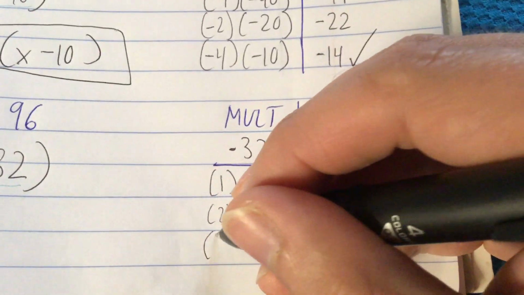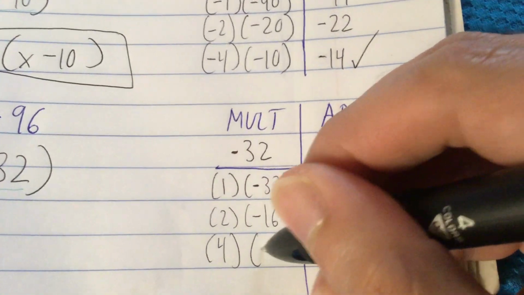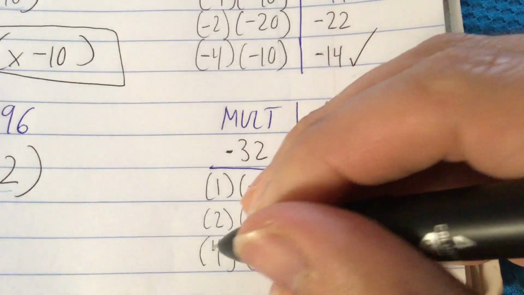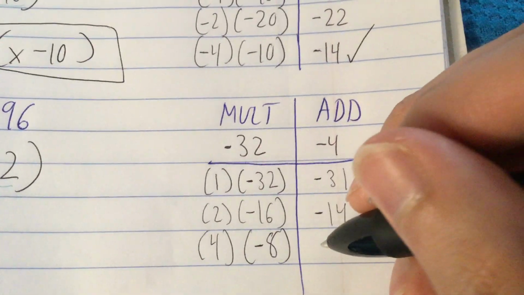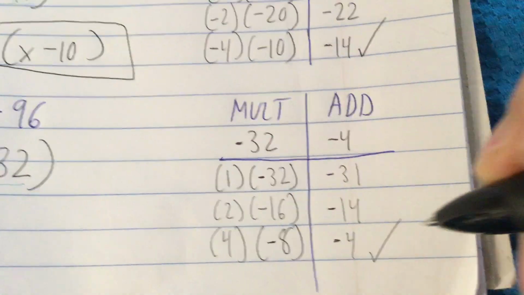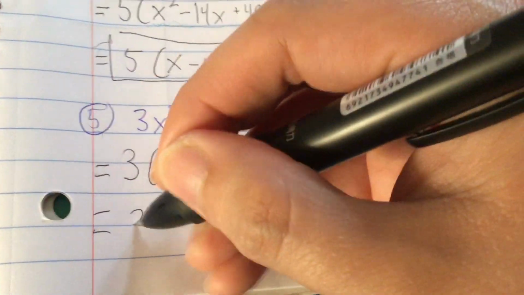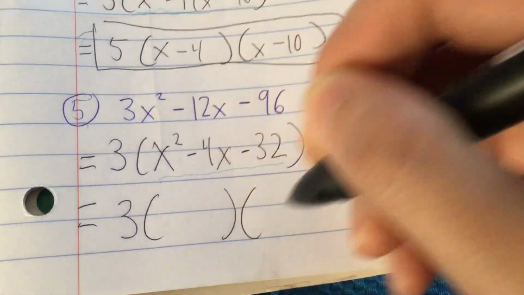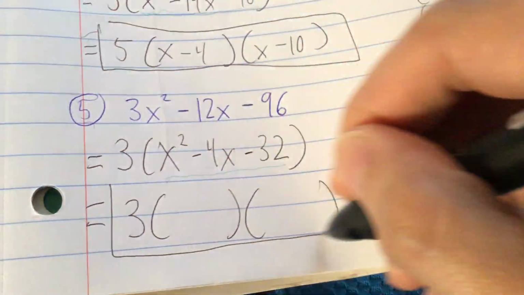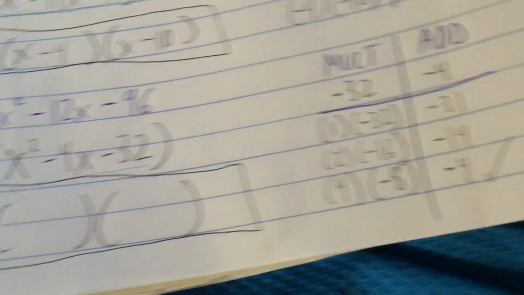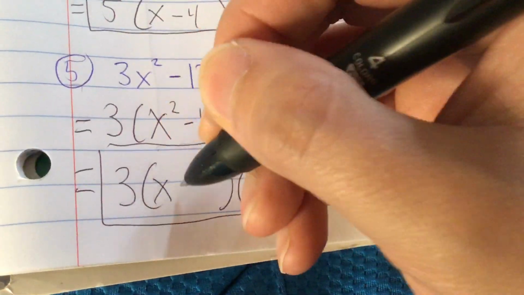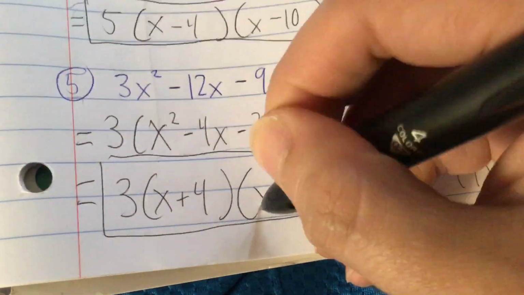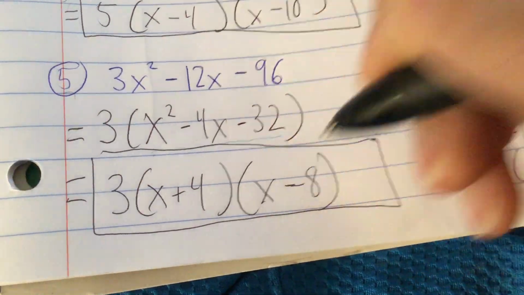Let me try dividing by 4. 4 times negative 8 is negative 32. 4 plus negative 8, however, is negative 4. Okay, so now we bring down the factored out 3. And now the combination is positive 4 and negative 8. So x plus 4, x minus 8. Okay?